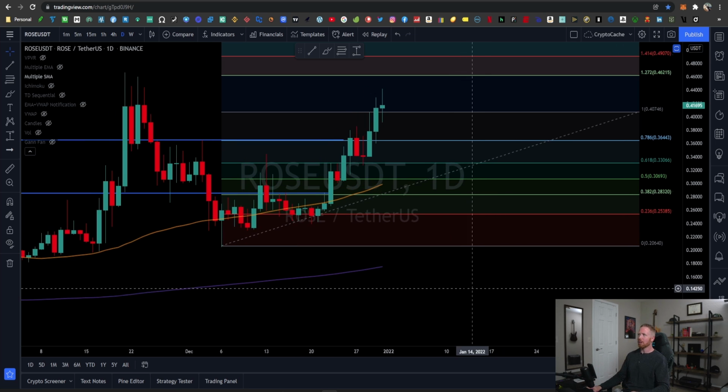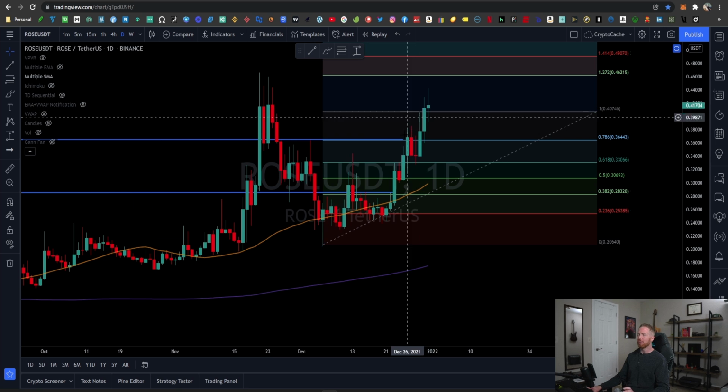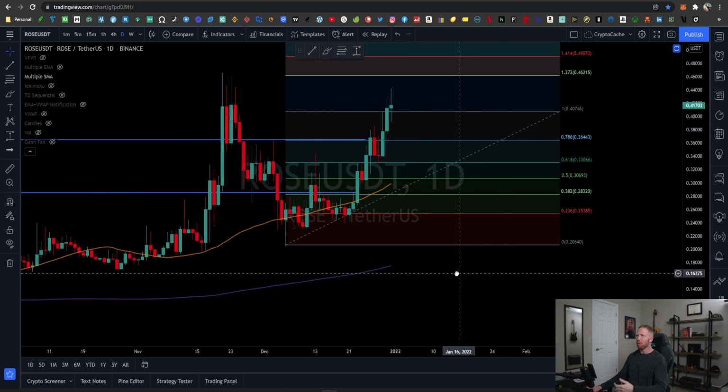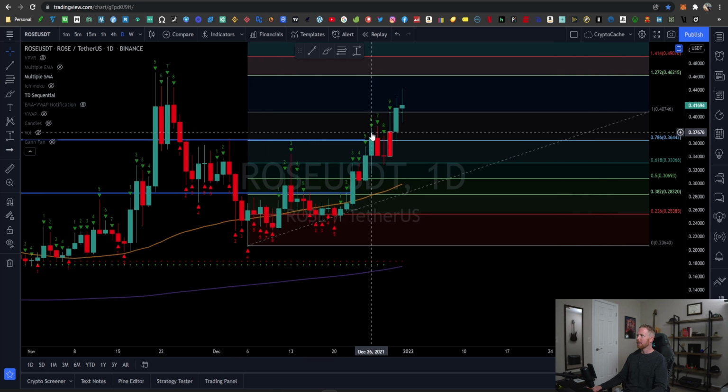And Rose is one of those considerations we might want to think about sending out a signal for, because it's exuding some really good qualities. We see a pretty strong extension here. In fact, why don't we go ahead and take a quick look at this first.